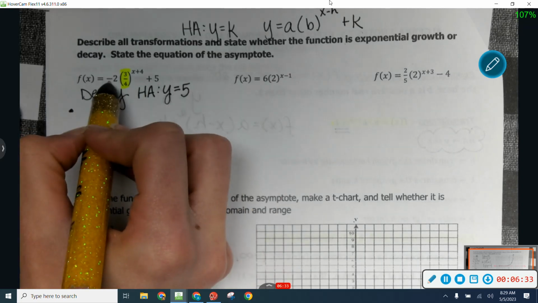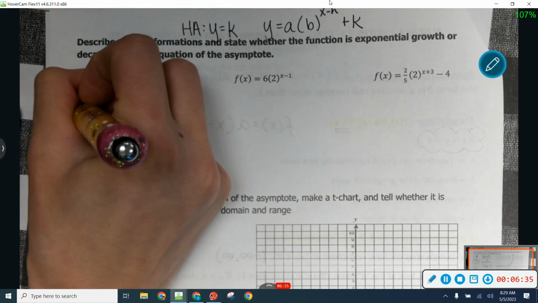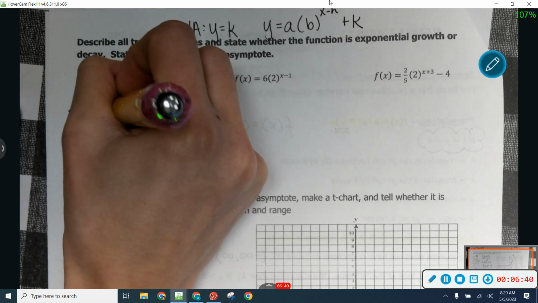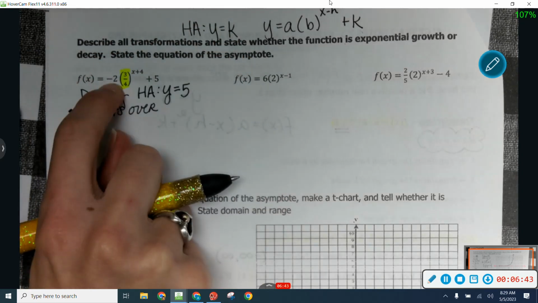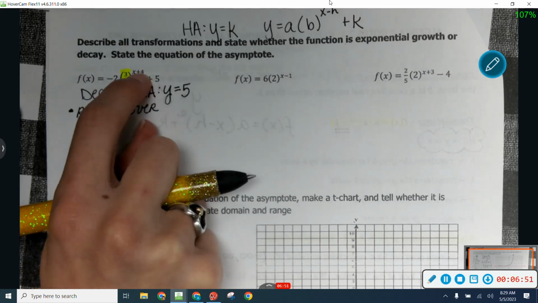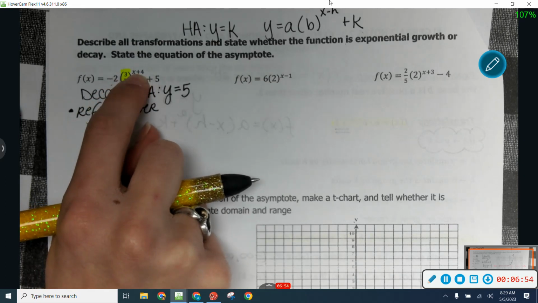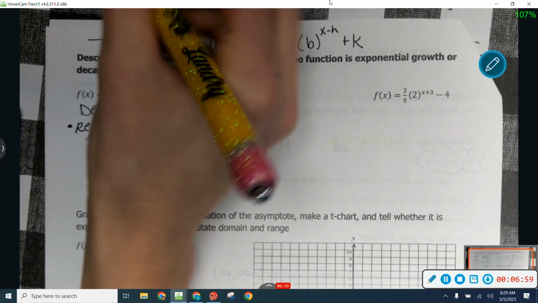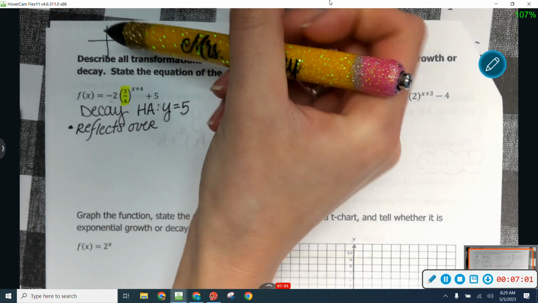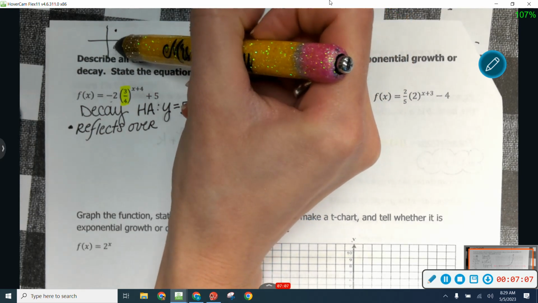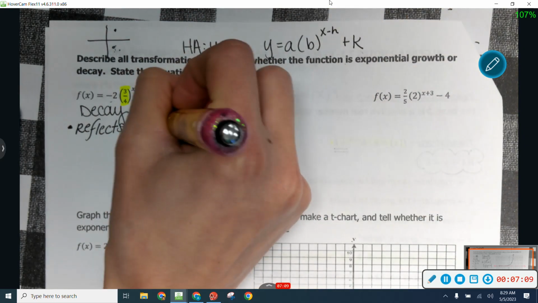This negative tells me I'm going to have a reflection, but which axis is it going to reflect over? If I was building a table, would this happen to x or y? So x is up here. Is it on my x? No, so it's happening to my y. So if I have a graph, and I have a y up here, and I make that y negative, that means it comes down here, right? Because these are my negative y values. What axis did it flip over? Okay, so it reflects over the x-axis.